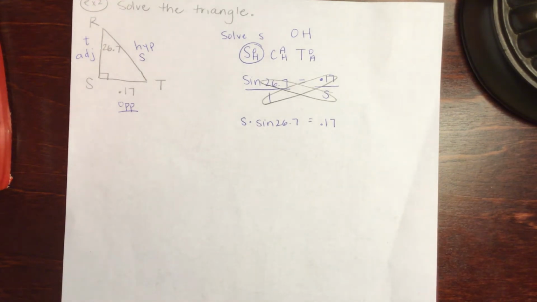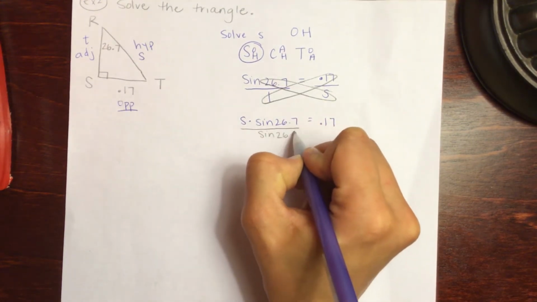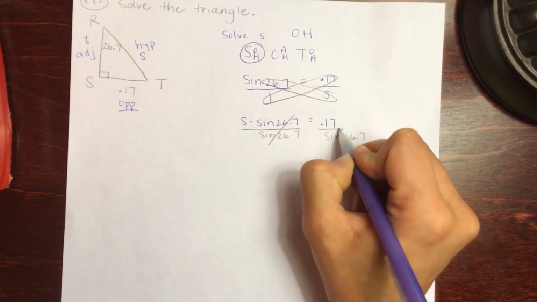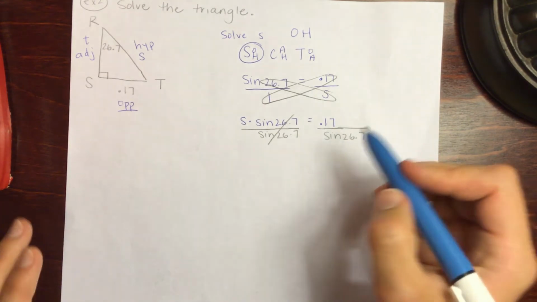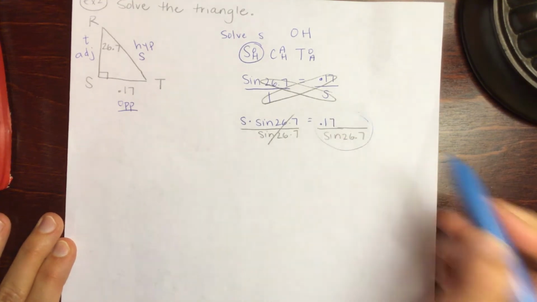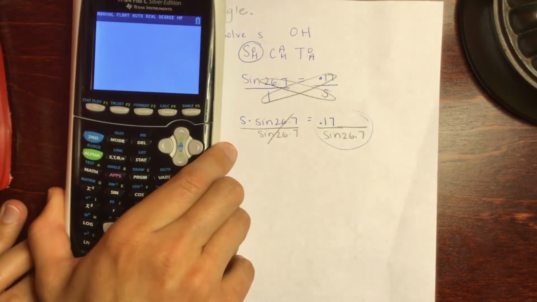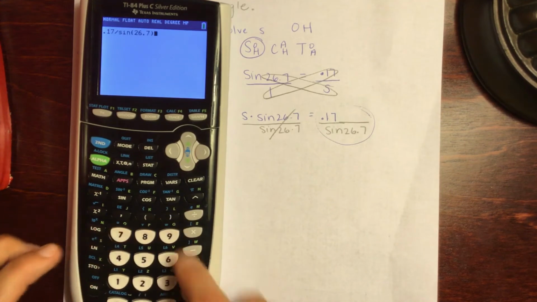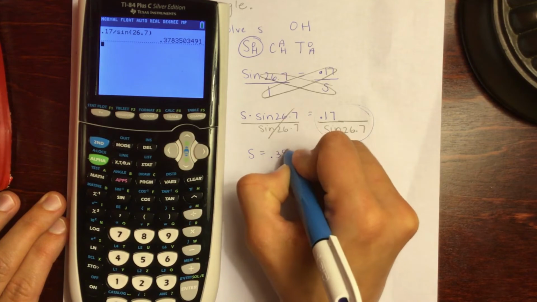Unlike before, where everything on one side of the equal sign was all calculator buttons, this time we have to divide the sine of 26.7 over to the other side because we want to get the S by itself. So when we cross multiply, we then have to divide. Now, little s equals this fraction here, and everything in that fraction is a calculator button. Make sure you're in degree mode and type it in just like you see. So little s is 0.38.